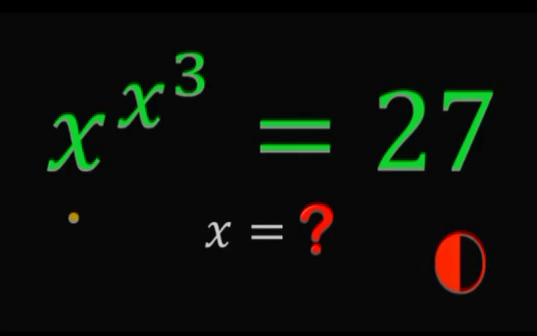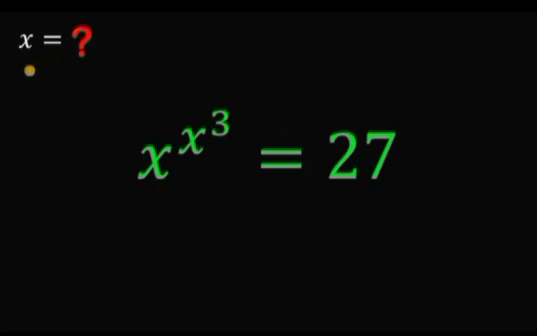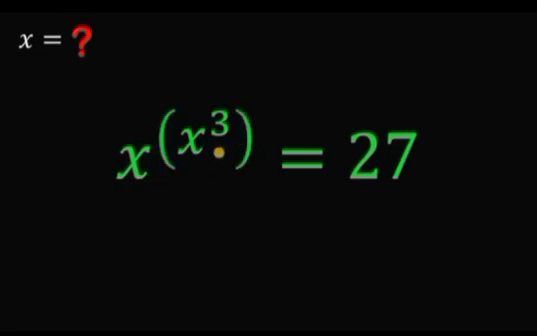And now, let's answer this question together. Alright, so our goal here is to solve for the real value of x, given this equation, x raised to x raised to 3 equals 27. So, first thing we need to do is to take note that x raised to x raised to 3 can be written as x raised to the power of x raised to the power of 3.